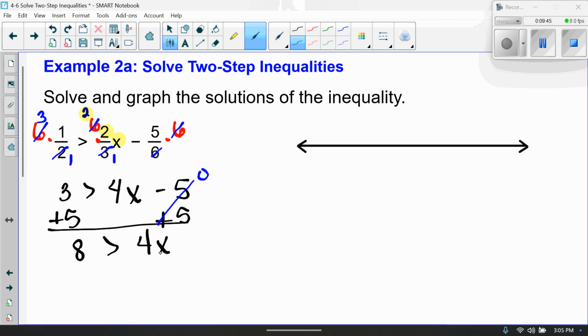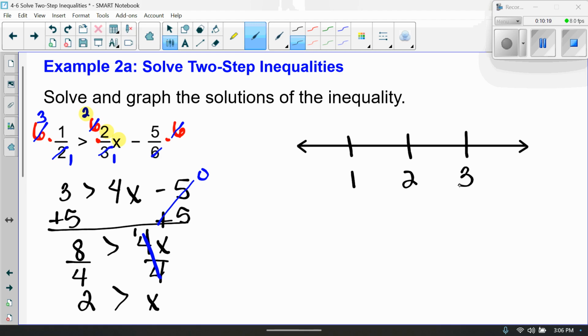And now to get the x by itself, we will divide by 4 on both sides. Very good. So those 4's cancel or simplify to 1. And 1 times x is x. And 8 divided by 4 is 2, and then we put our inequality symbol in there. So 2 is greater than x. Now, when we graph it, we put our important number on the number line, and then put some other numbers in there.